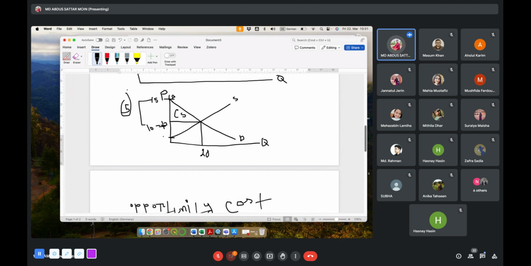So the minimum price to sell the product set by the producer himself is 5 taka. So at 5 taka he is willing to sell the product, but if the market price of his product is 10 taka, then he also gets this extra benefit. This 5 taka benefit is the producer surplus for him. Okay, and the addition of this consumer surplus and producer surplus is the total surplus of the economy, or total economic welfare.